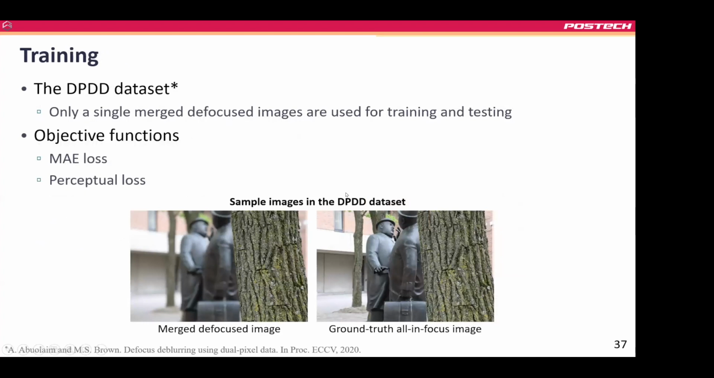And then for training the network, we use the same data set used for the previous paper. Then the objective function is very easy, like reconstruction loss and perceptual loss.